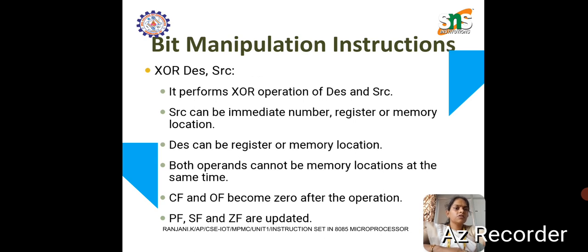Next is your XOR. It performs the XOR between DES and SRC. SRC can be an immediate number, register or memory location, and DES can be a register or memory location. Both operands cannot be memory locations at the same time, similar to the OR operation. Here also the carry flag and overflow flag become 0 after completion. The parity flag, SF and ZF can be updated.